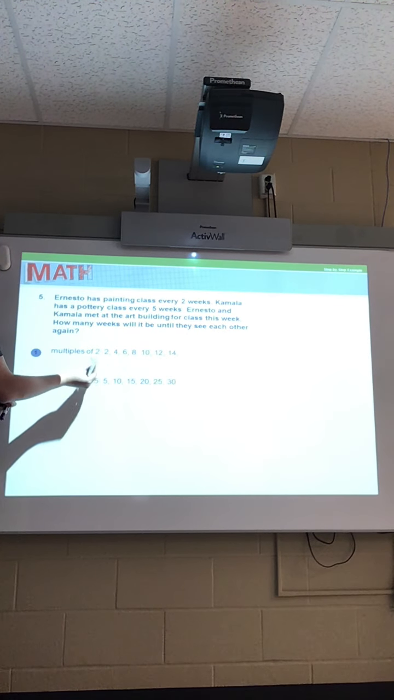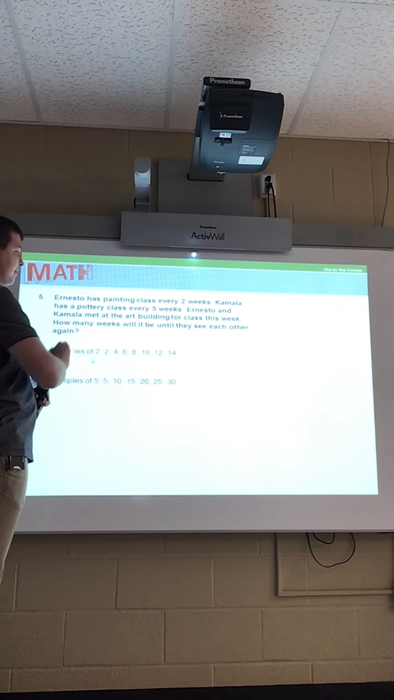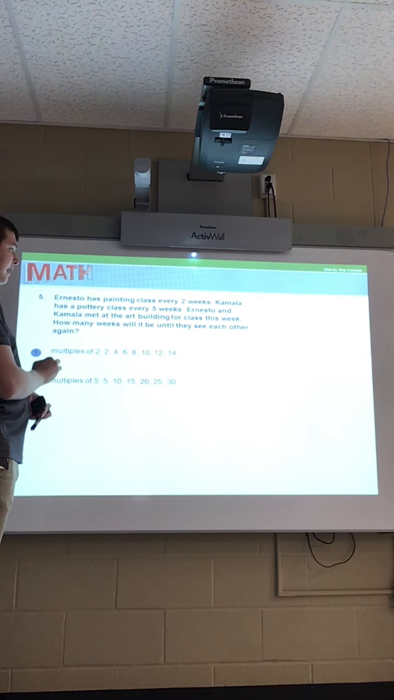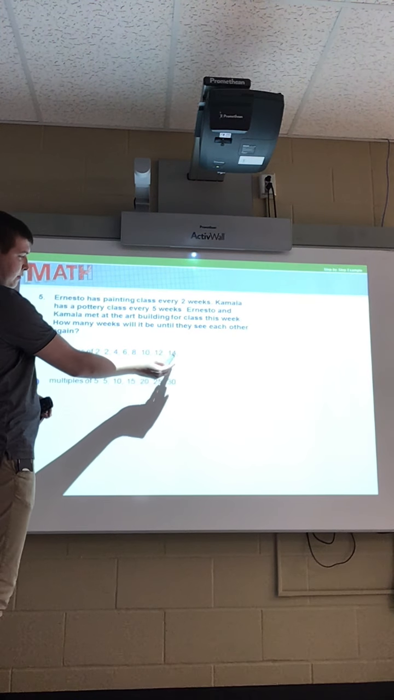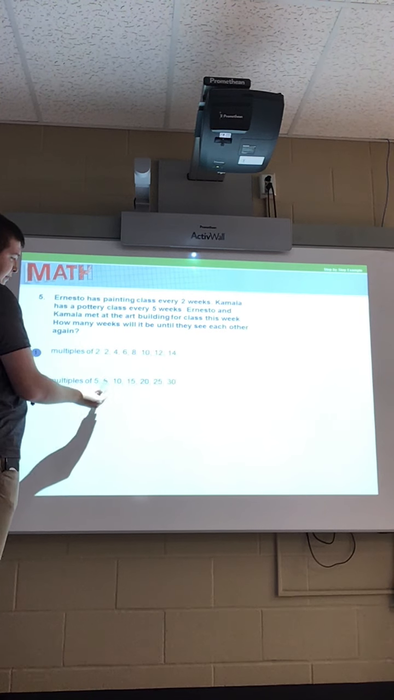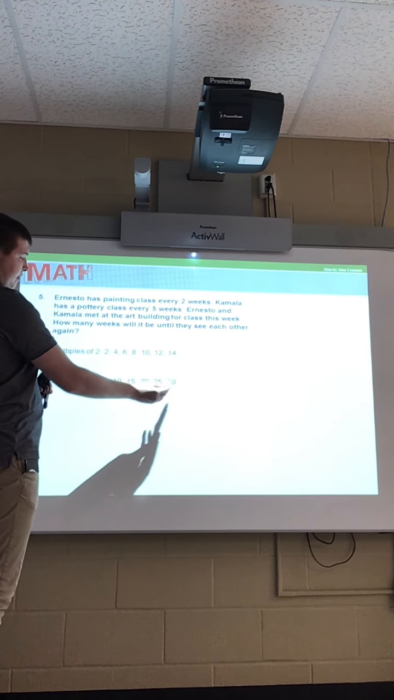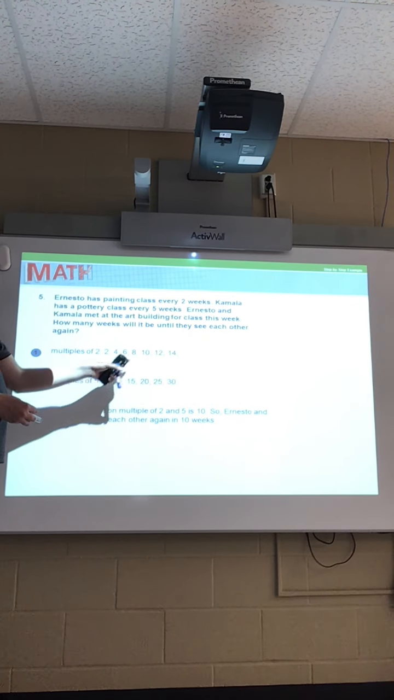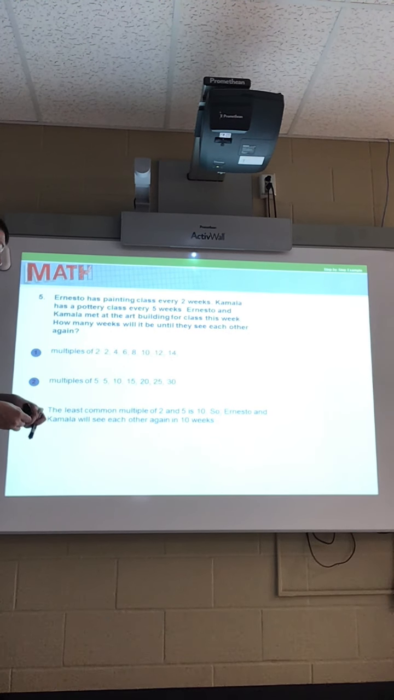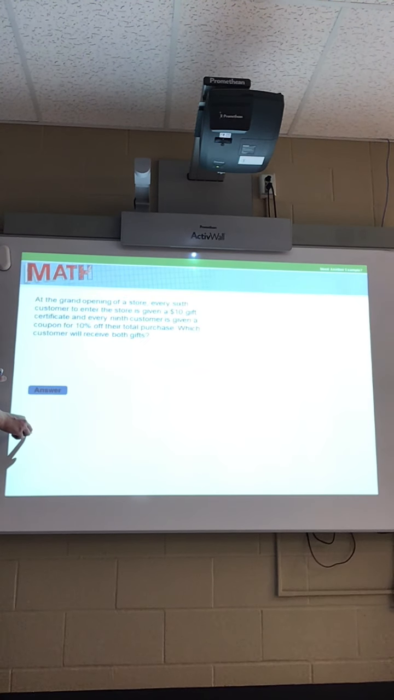Okay, so you have 2 and 5 for the 2 and 5 weeks they go to class. So you have 2, 4, 6, 8, 10, 12, 14, and then it goes on. You have 5, 10, 15, 20, 25, 30. Okay? So the least common multiple of 2 and 5 is 10. Okay? So Ernesto and Kamala will see each other again in 10 weeks. So you can try this one on your own.